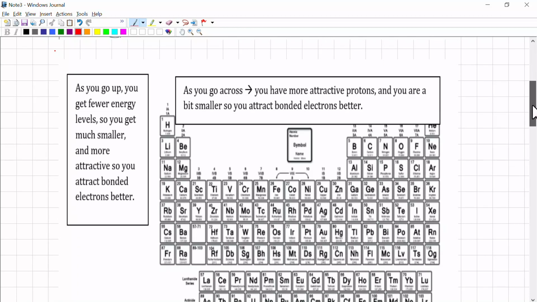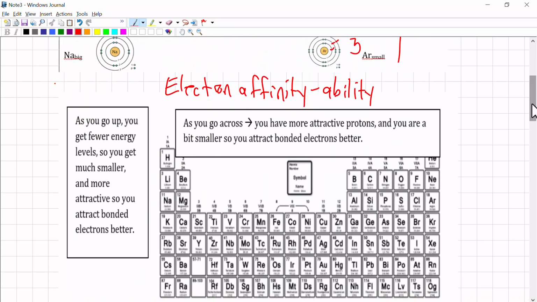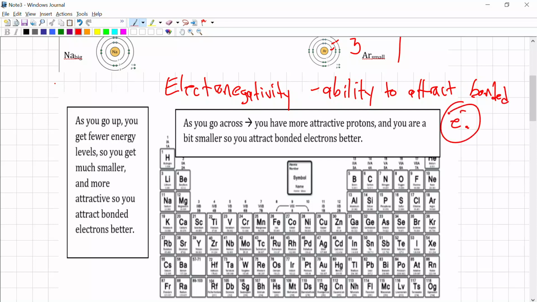All right, so the next trend we're going to talk about is electron affinity. And in electron affinity, that is the ability, and it's right down here, by the way. Oops, I did the wrong one. I did electron affinity, and I meant to do electronegativity. My bad. Electronegativity. They're almost the same. Ability to attract bonded electrons.